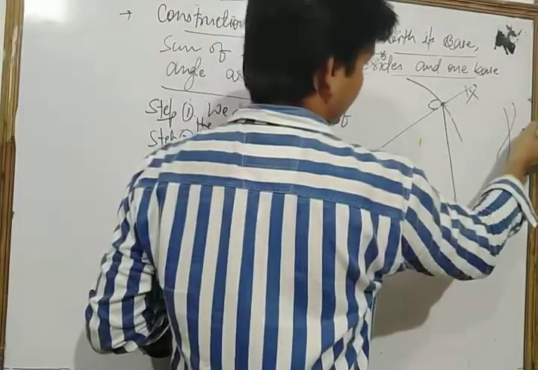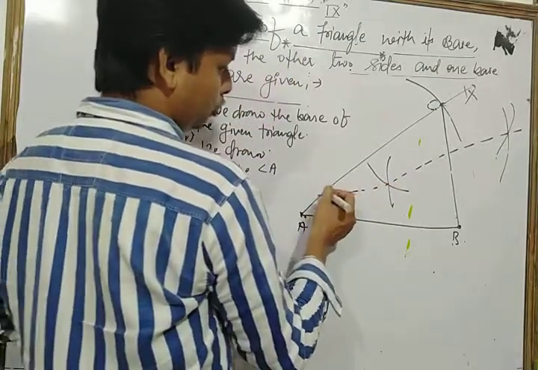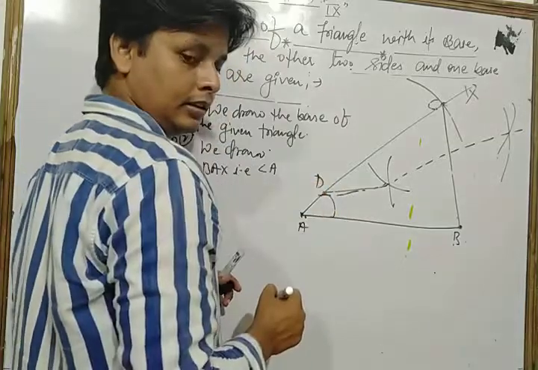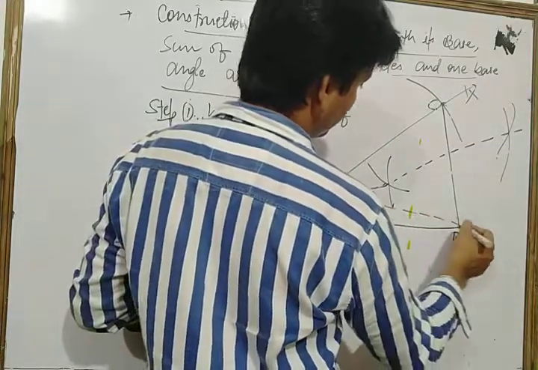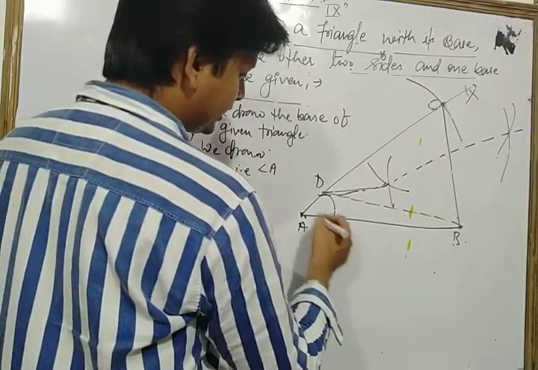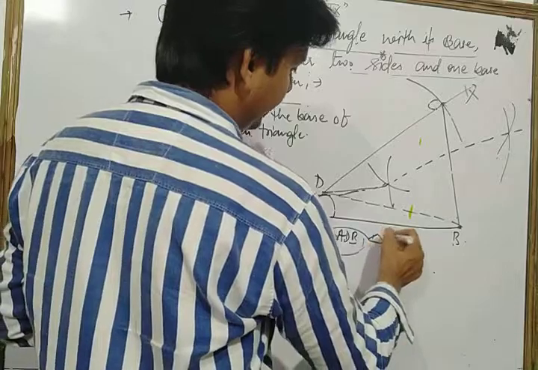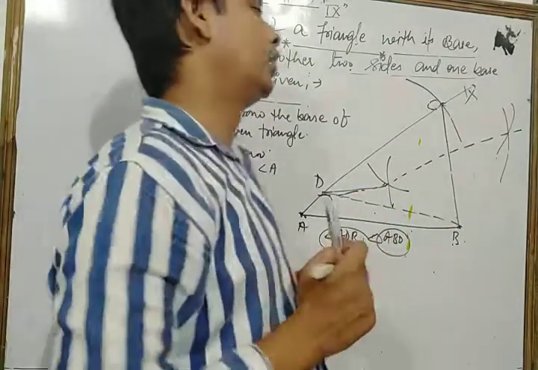Now we join the arc intersections and produce the line, so it intersects AC at some point D. Now you join BD. So this is the required triangle, triangle ADB or triangle ABD. This is our result.